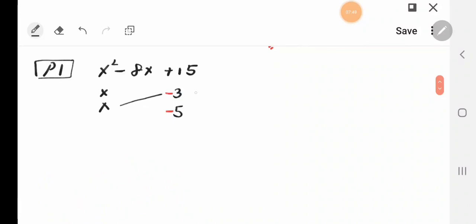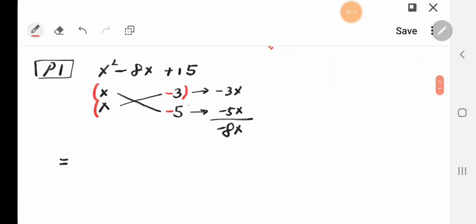Then do cross multiply. Then this will be negative 3x. Cross multiply, then this will be negative 5x. The sum is negative 8x. Okay, we have negative 8x, and the second term is negative 8x. So our result is correct. Then the trinomial is a product of what? The binomial in the first line and the second line. So that will be x minus 3 times x minus 5.